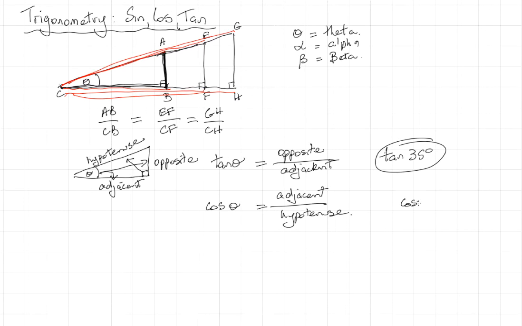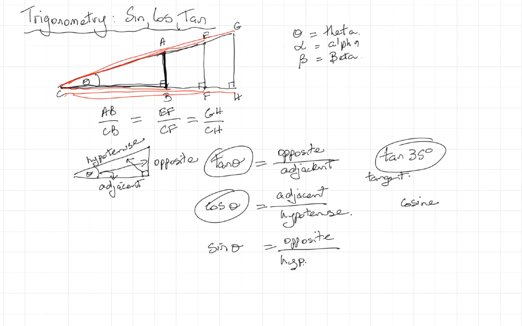Cos stands for cosine, but we tend not to write cosine. And tan is short for tangent. Once again, we abbreviate it to tan and abbreviate it to cos. And the third ratio we can get from here is the opposite to the hypotenuse. So that is the sine of theta, equal to the opposite side to the hypotenuse.